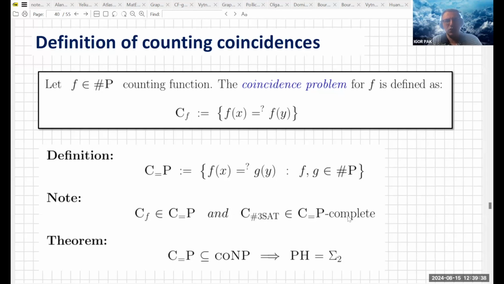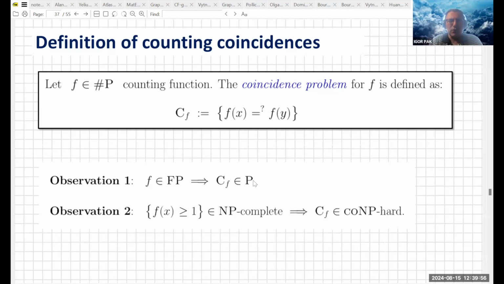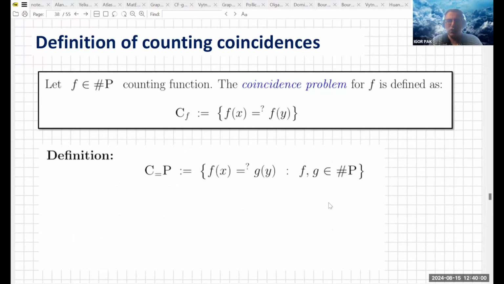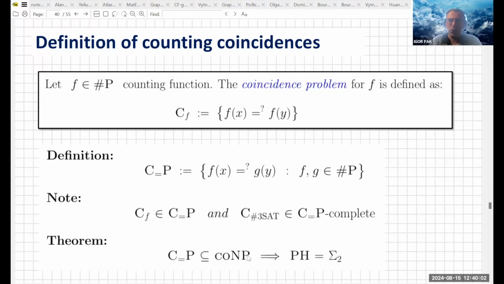So what we show is that if this class is in co-NP, then the polynomial hierarchy collapses to the second level. So there's a big collapse. The point is, if you compare it with this, the coincidence problem should not be in co-NP. If this problem, for example, for three-SAT, is in co-NP, then there's a collapse.